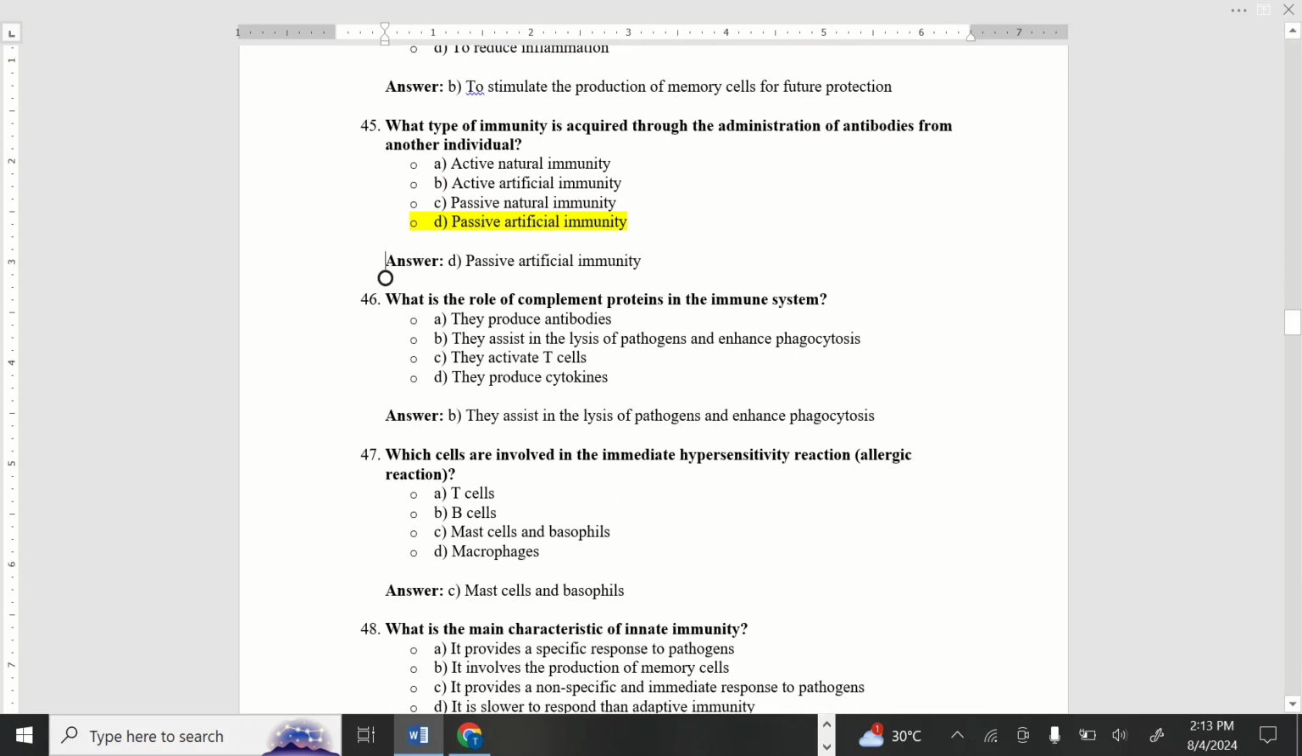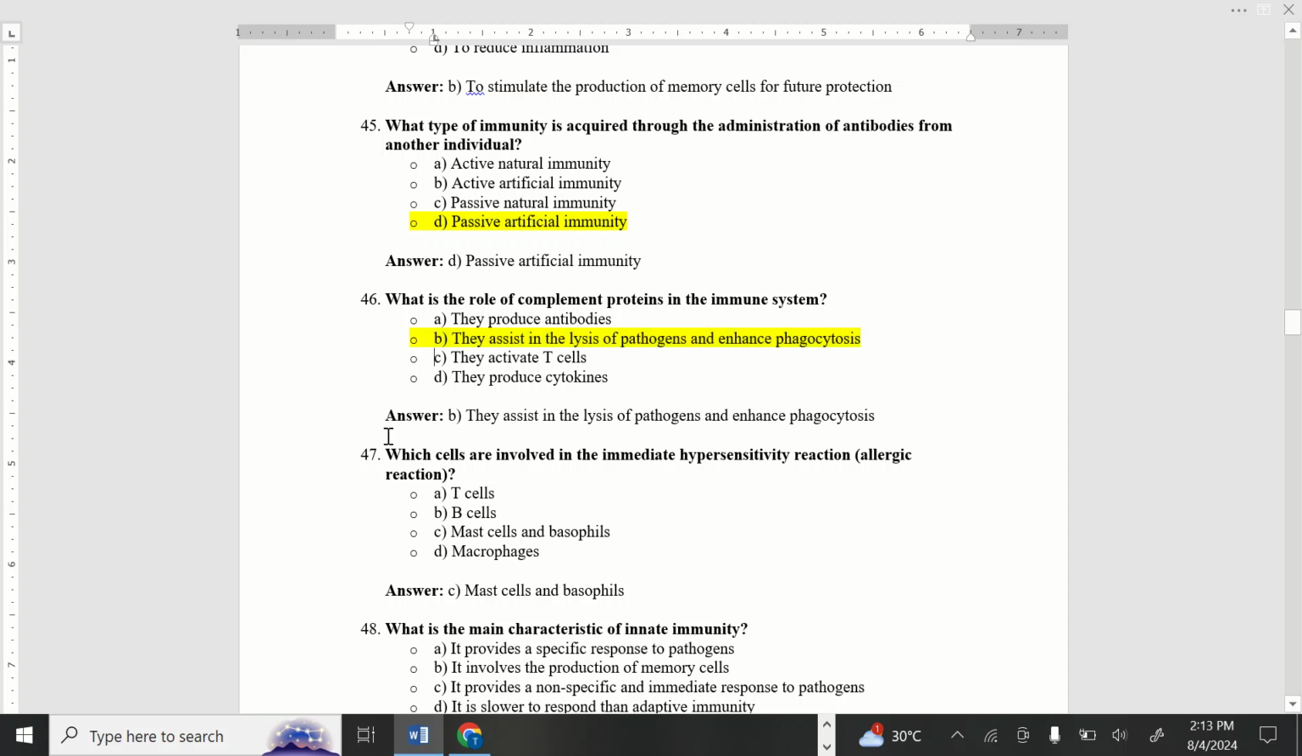The next MCQ says: what is the role of complement proteins in the immune system? A. They produce antibodies. B. They assist in the lysis of pathogens and enhance phagocytosis. C. They activate T cells. And D. They produce cytokines. So the correct option is B. They assist in the lysis of pathogens and enhance phagocytosis.